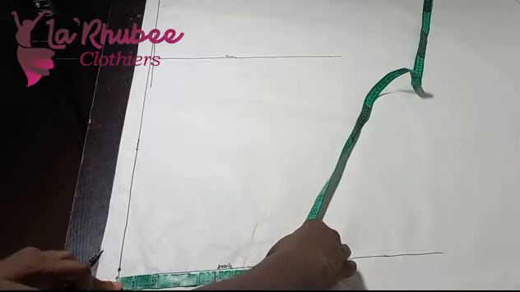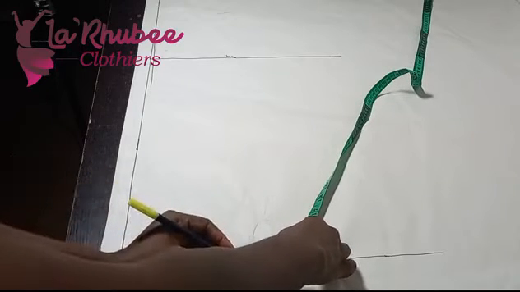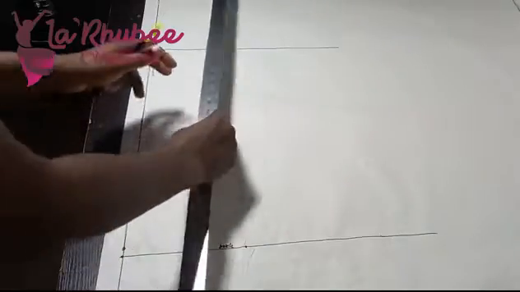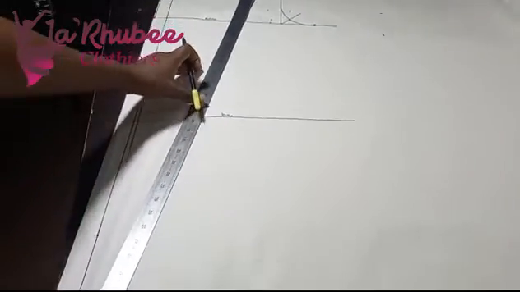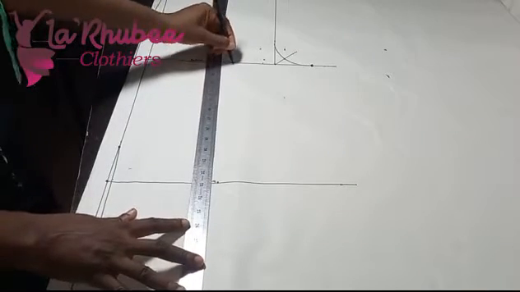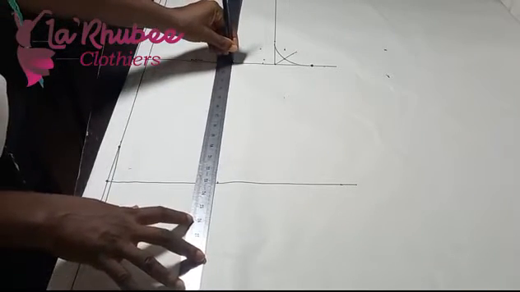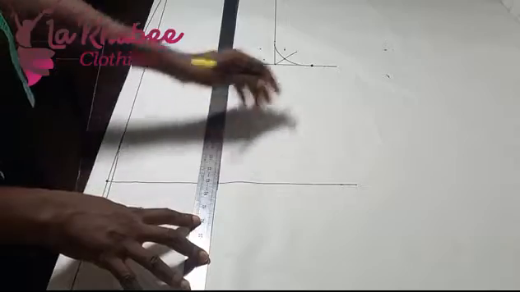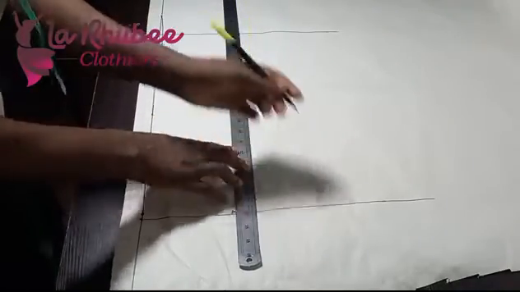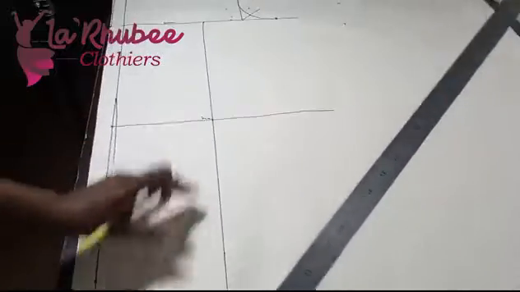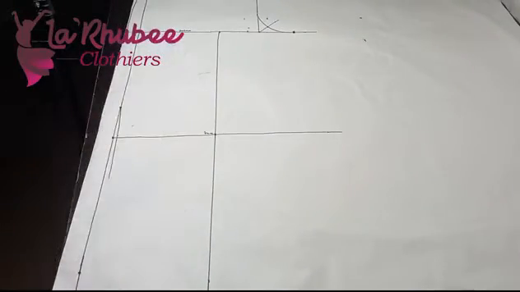So I need a straight line from my crotch line down. I'll get my long ruler, and then I'll connect it from my crotch line, knee line, and then to my ankle line. So this is my straight line.